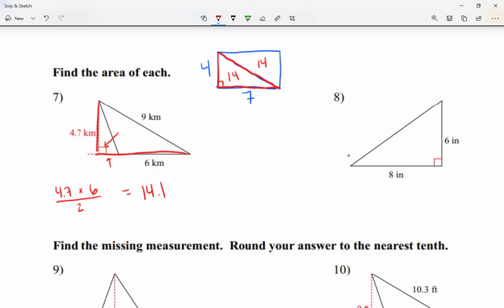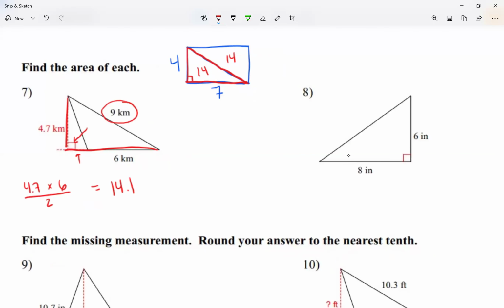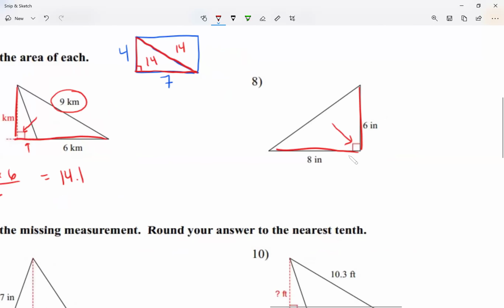Now, don't think that you have to use every measurement given. Notice how there's a 9 that I never use. I'm only going to use the two measurements that make the 90-degree corner. So let's take a look at question number 8. My 90-degree corner is right there. It is made by the number 6 and 8. So I'm just going to go 6 times 8.